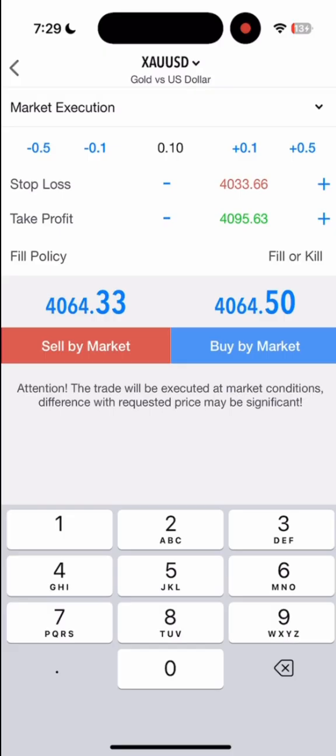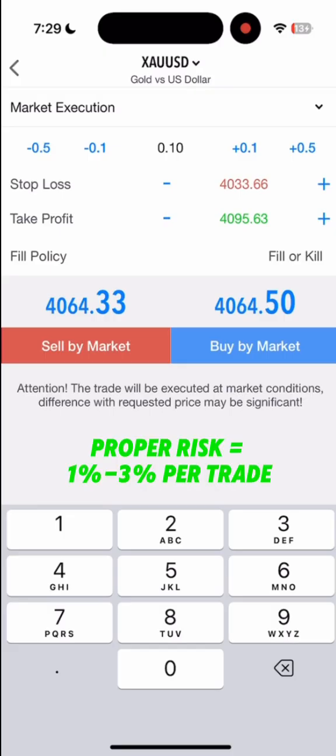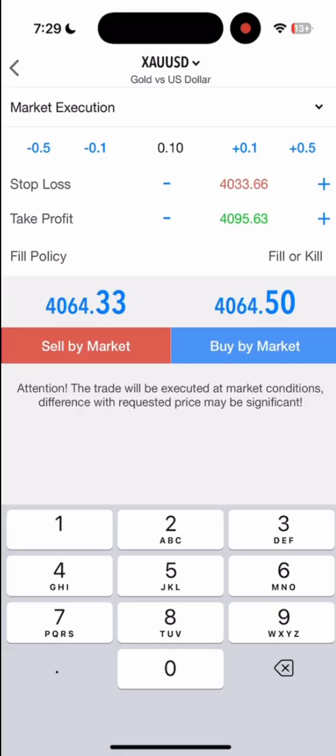And that right there is what we call proper risk management. You never want to risk more than 1 to 3% of your overall account in any one single trade. If you're in your first few days, first week, make sure to use the 0.01 per 100 rule. Later on, you're going to learn how to calculate it so you're risking exactly 1 to 3% per trade every time.